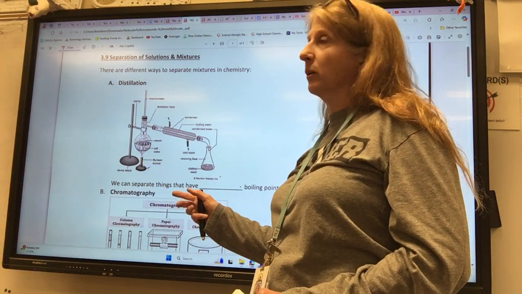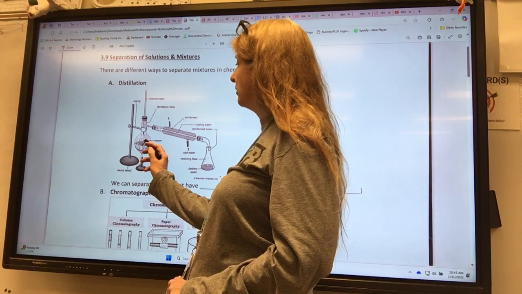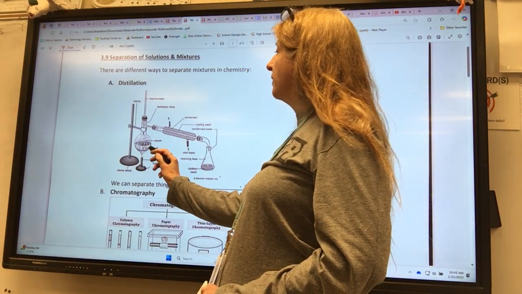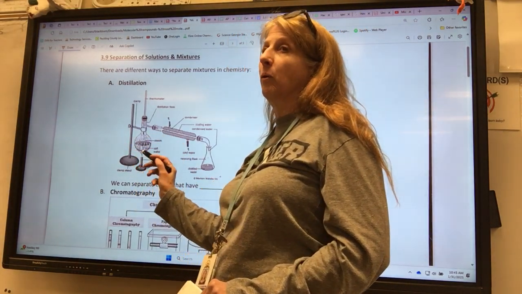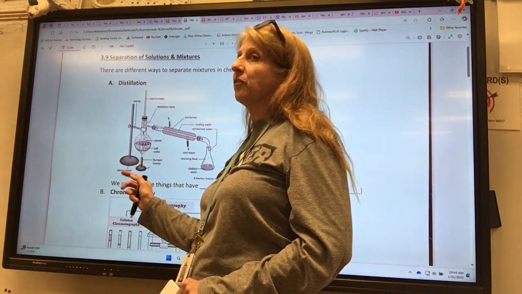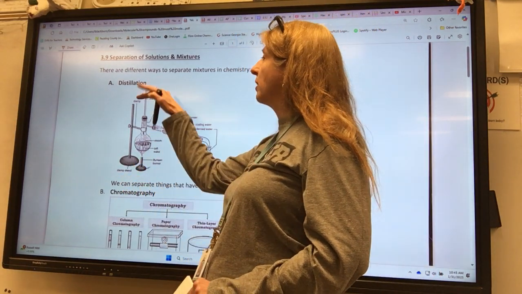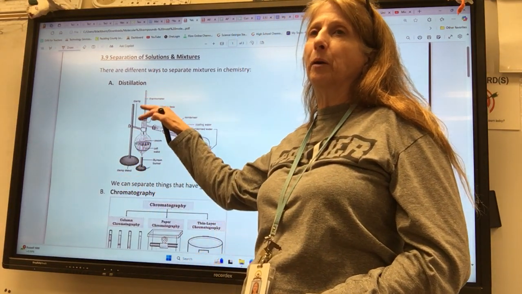So this is how it works. You put a mixture of 2 chemicals in here. The chemicals have different boiling points. You heat it up, and the one that has the lowest boiling point will come off first, will become a vapor first.